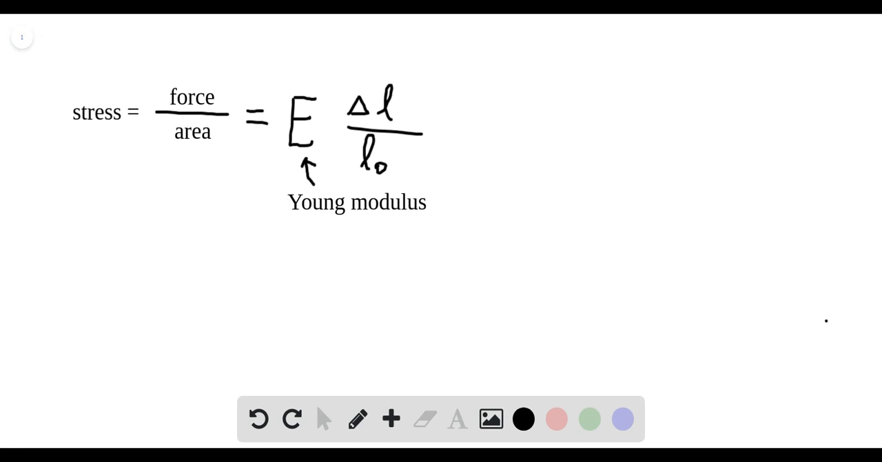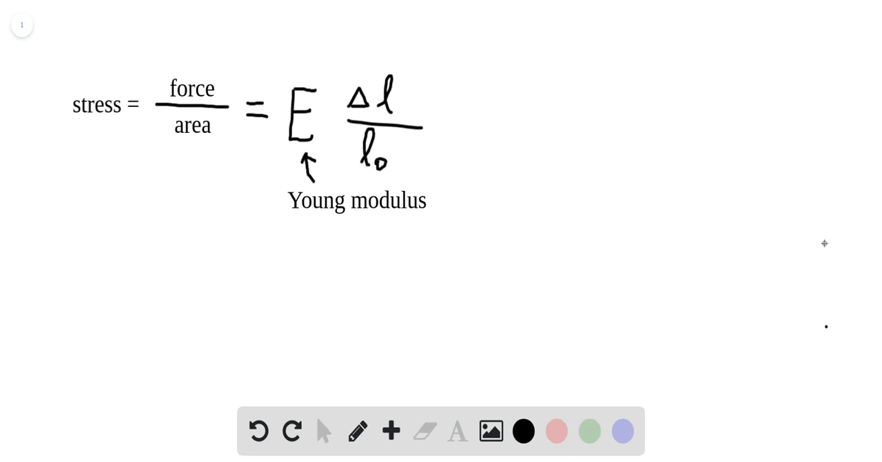For this problem, we will need to review some concepts from chapter 9. The stress applied to a material is equal to the force that we apply divided by the area of the material on which the force is applied to.